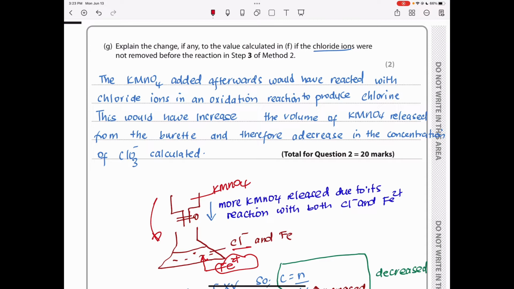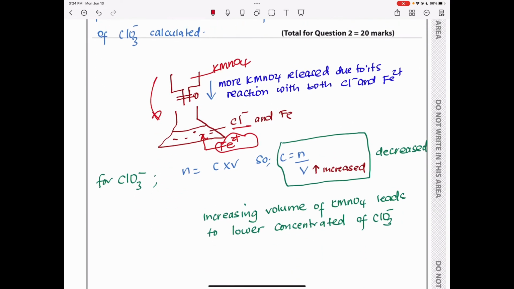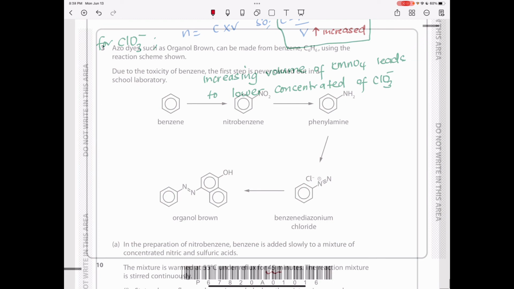So here, in my conclusion, I say the potassium manganate added afterwards would have reacted with the chloride ions in the oxidation reaction to produce chlorine. This would lead to an increase in the volume of potassium manganate, of course, released from the burette, and a decrease in the concentration of the chloride ions calculated. This brings us to the end of question 2. Let's go to question 3.